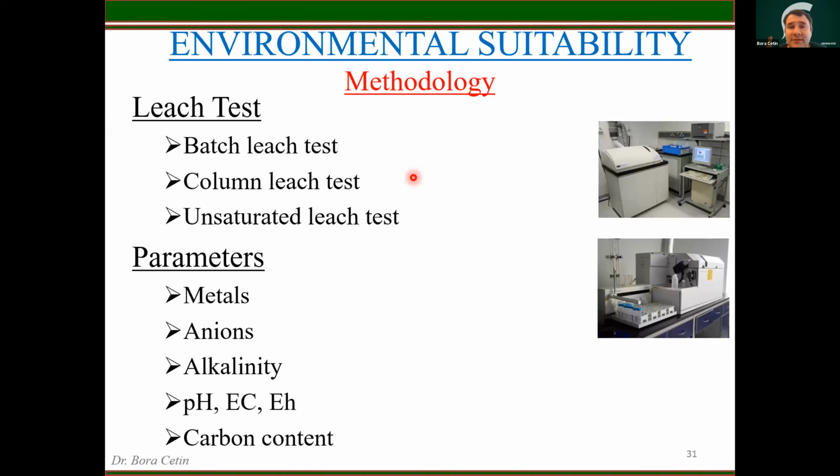So I didn't run environmental tests specifically on the materials that we built those test sections. But before that, I've done a lot of environmental suitability tests on different RCA materials. And we looked into batch leaching, column leaching, unsaturated leaching. And then we specifically focused on metals and ions, pH, electrical conductivity, oxidation potential, reduction potential, and carbon contents. I will mainly focus on metals and pH today.